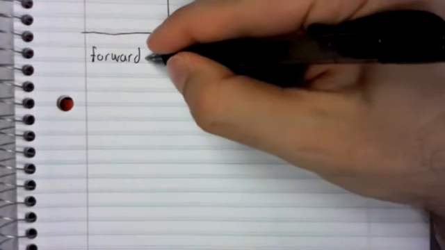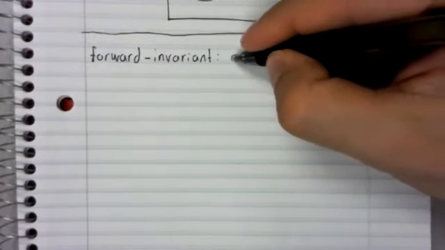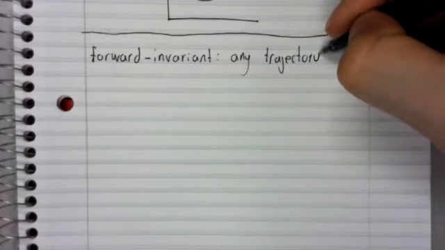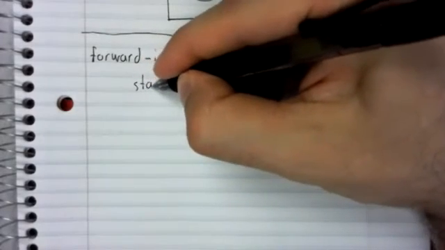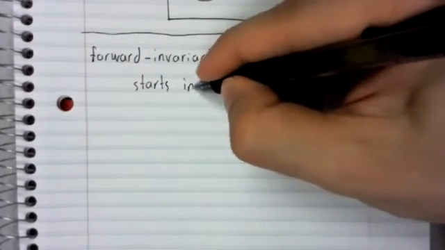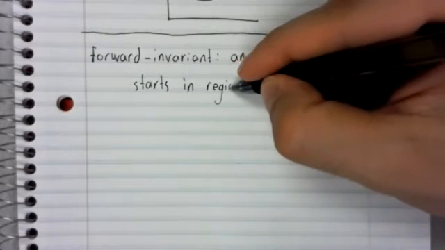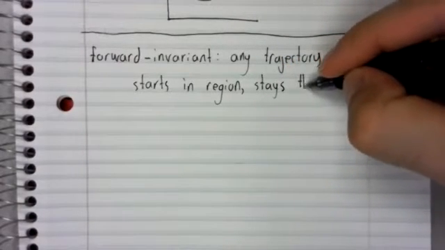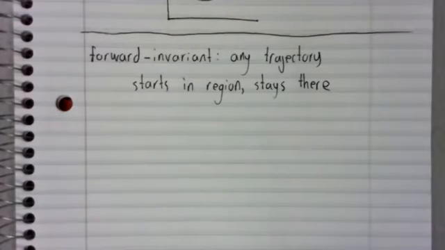The next theorem requires a little preliminary material. We'll call a region forward invariant if any trajectory that starts in the region stays in the region forever.